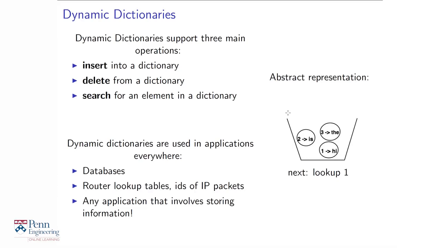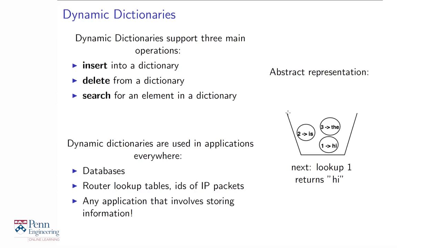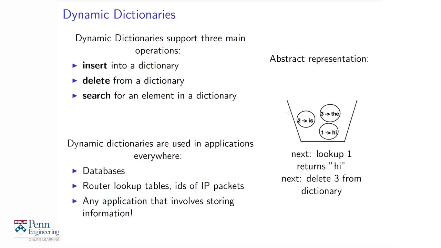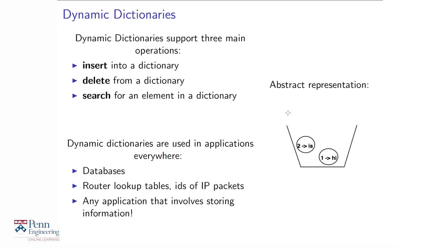So you may want to now look up one. That's look up or find or search. These are all words for the same thing. So you look up one, and what that should return is the record with 1 and the word hi associated with it. So next you may want to delete 3 from the dictionary, and then the bag will now contain just two records with the keys 1 and 2.